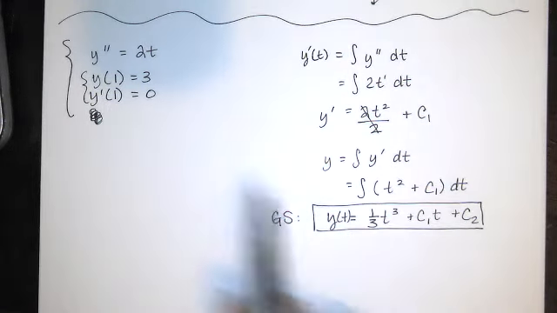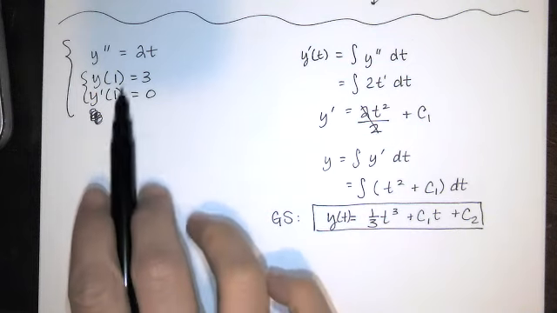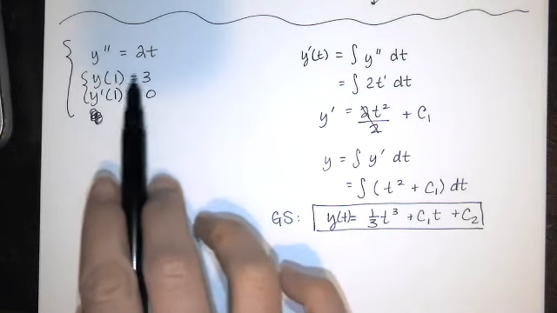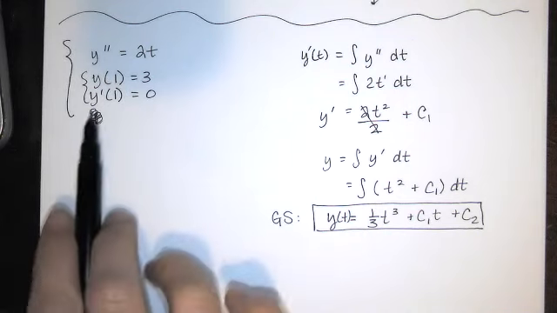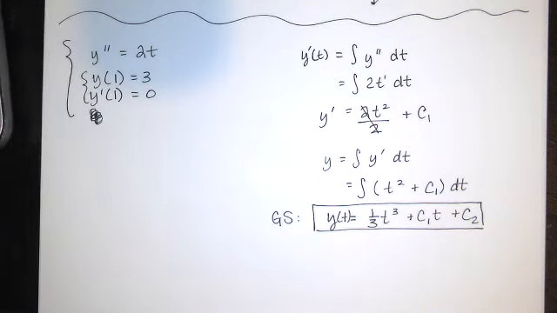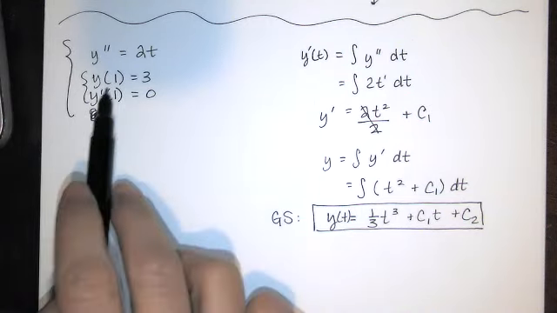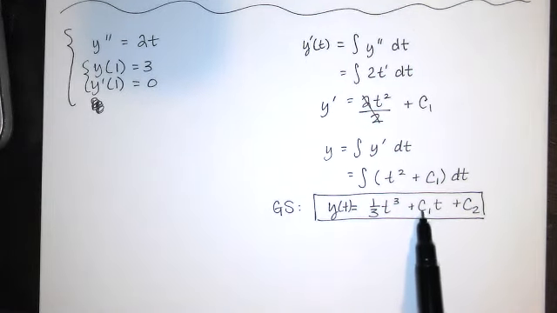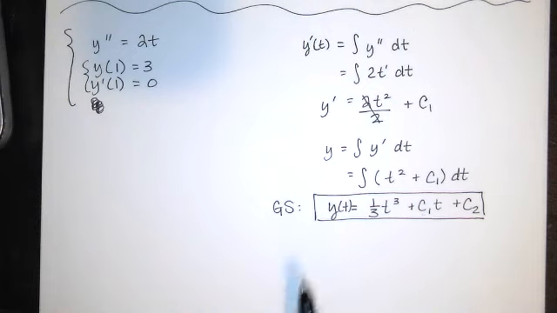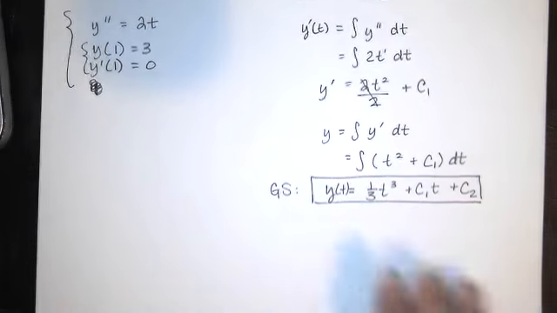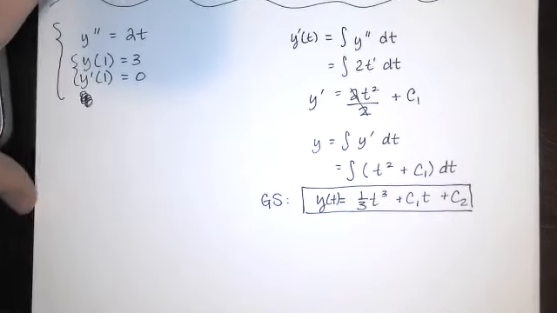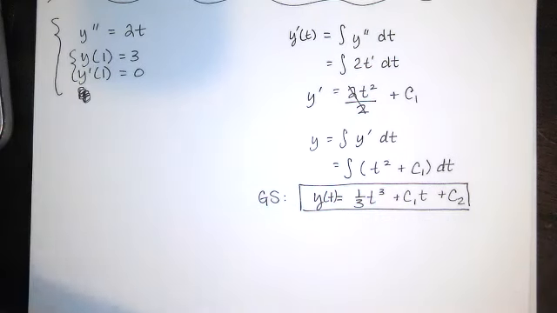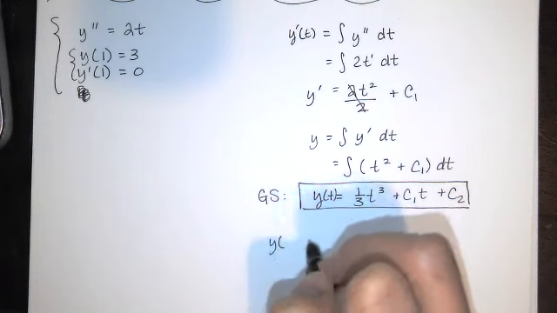Now we want to find the values of C1 and C2 that cause our function to pass through this point. When t equals 1, y is supposed to be 3. And when t equals 1, the derivative of y is supposed to be 0. Those two conditions are going to give us two equations and two unknowns relating C1 and C2, maybe possibly to each other or to other functions. So first I'll use this initial condition. I replace t with 1.